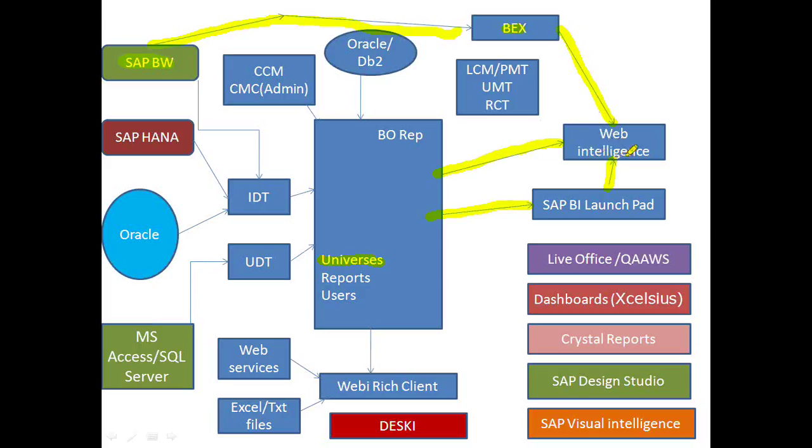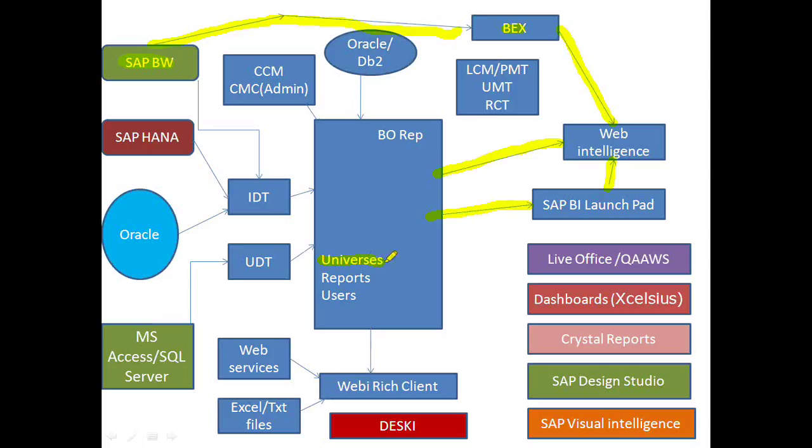Okay, so to create a web intelligence report, we need to have the sources, which are the universe and BEX. BEX can be implemented by the BW team. The universes can be implemented by the BO developers who have a good knowledge of the domain and of the databases. Those people can design the universe.